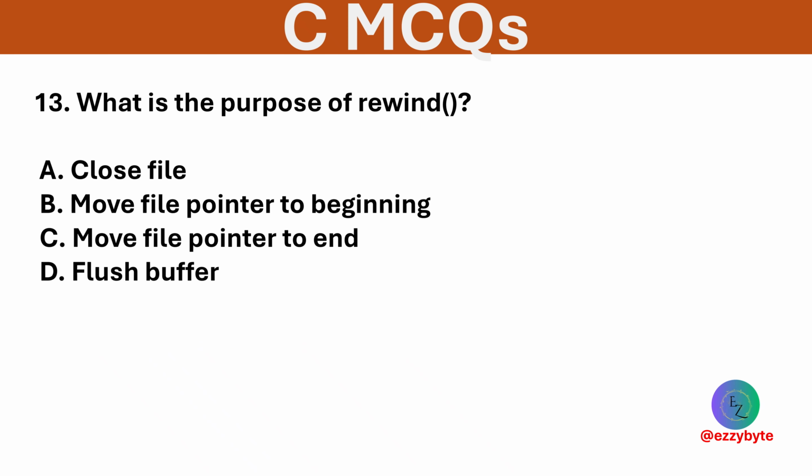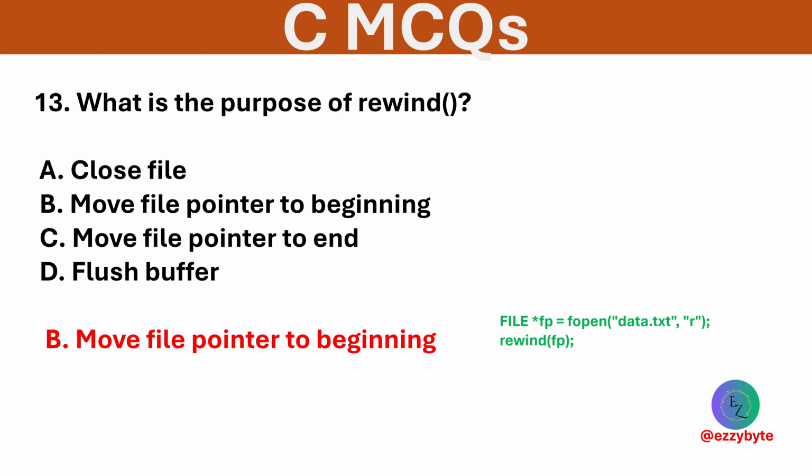What is the purpose of the rewind function? Options are close file, move file pointer to beginning, move file pointer to end, and flush buffer. Option B is correct. It sets the file position indicator to the start of the file.